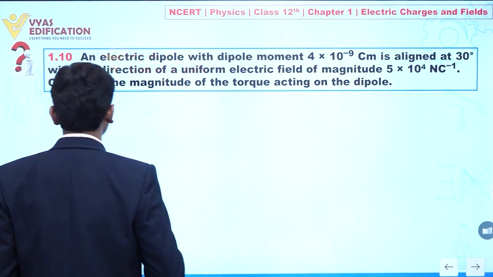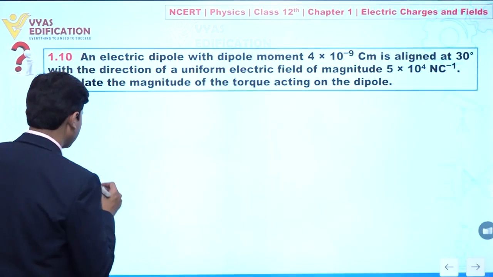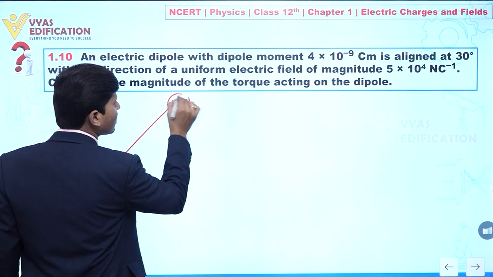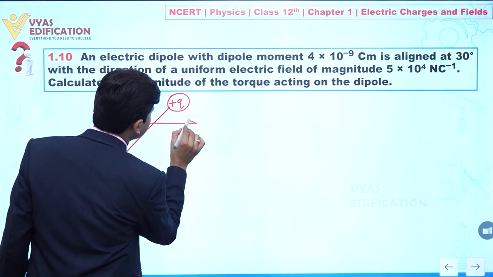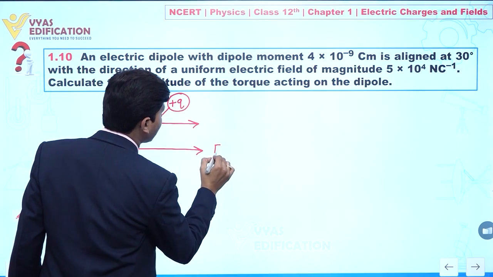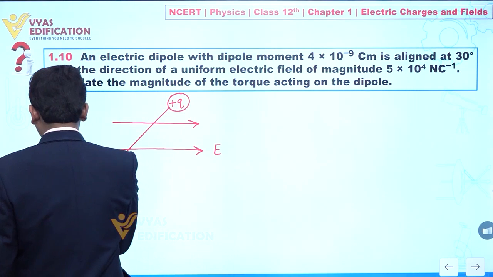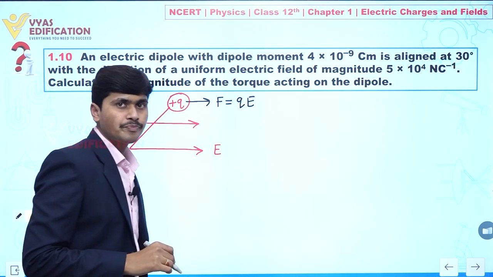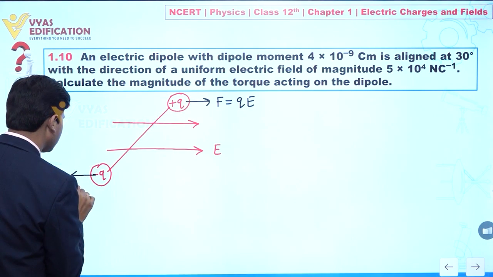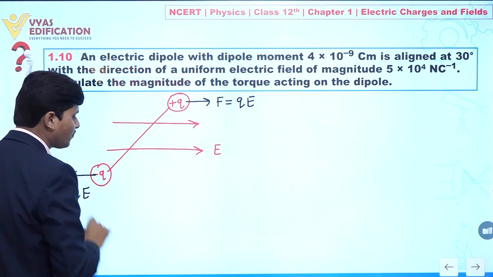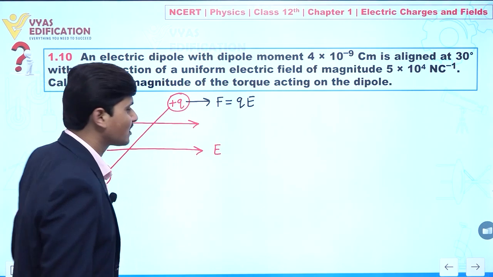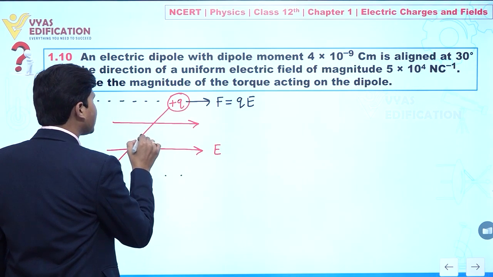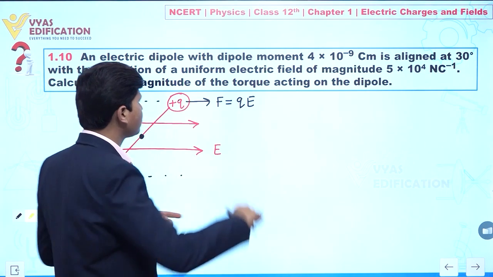Let's suppose here we have minus q charge and here we have plus q charge. Listen carefully to what I am saying. Let's suppose the electric field is in this direction, a uniform electric field. The force acting on this charge is F equal to QE. The negative charge has a force in the opposite direction, so F equal to QE but opposite. Both have different lines of action, so about the center of the dipole, it will try to rotate.